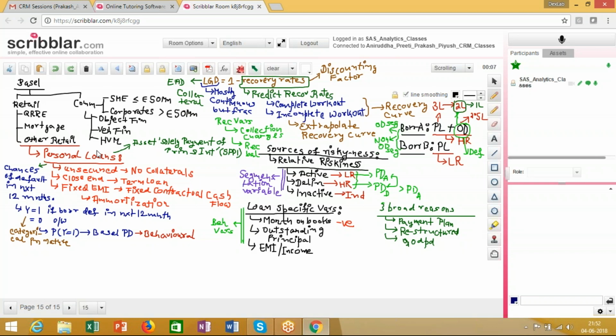Right. So basically, we have been talking about two broad products. One of the broad products that we talked about was the QRRE, or the qualifying revolving retail exposure. The second product that we did talk about was personal loans, which is an unsecured closed-end product, and for which we generally pay a fixed EMI.